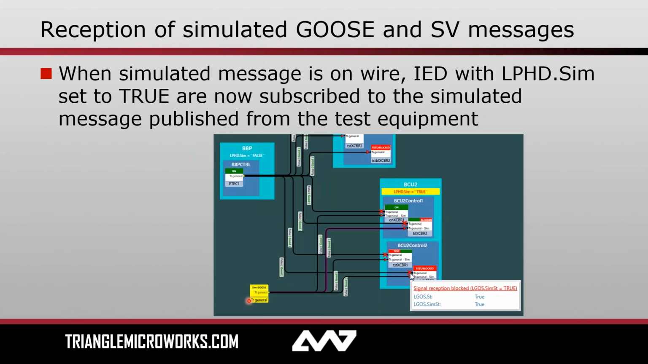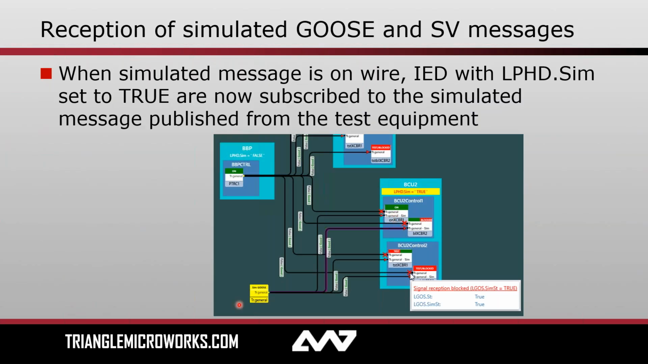Now, in this example, I now am publishing a GOOSE message from, in this case, Test Suite Pro, which has the sim flag set. My subscriber over here on the right-hand side, which has LPHD sim set to true, meaning it's now configured to subscribe to simulated GOOSE streams. We now see an X over the inputs coming from my real device, because this device should now be processing the simulated GOOSE stream and using that instead.